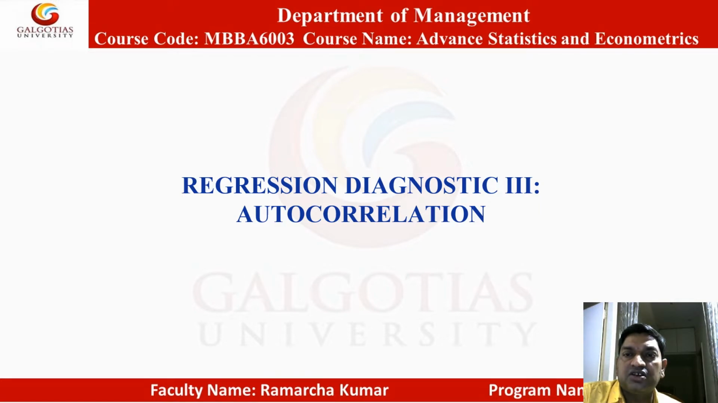In today's lecture, we are going to discuss autocorrelation. We have already discussed multicollinearity and heteroscedasticity. This is the third problem which is frequently encountered in the regression model, that is called autocorrelation.